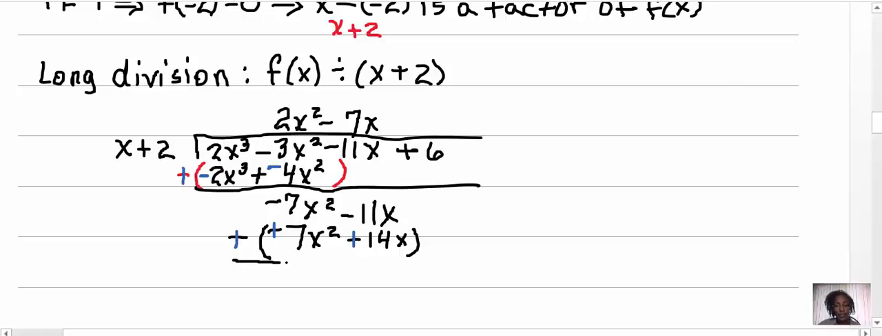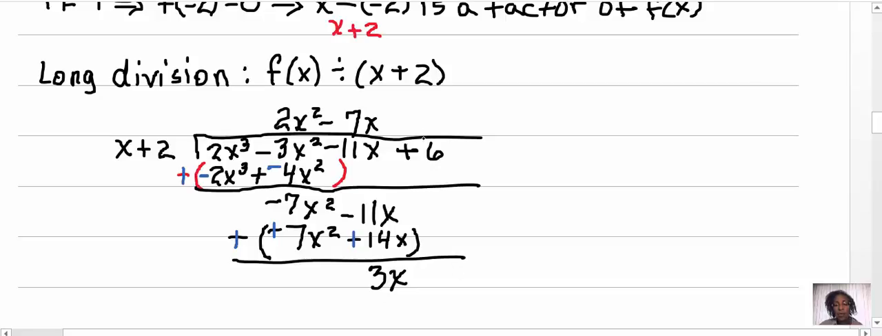And remember, if you've done this correctly, the first sum, or the first subtraction if you think of it as a subtraction, has to give 0. If it doesn't, then you haven't put the right term in the quotient. So negative 7x squared plus 7x squared is 0. I'll leave that unwritten. And negative 11x plus 14x is 3x.